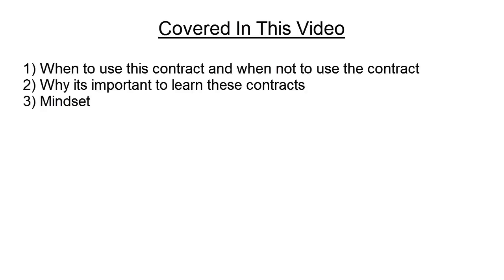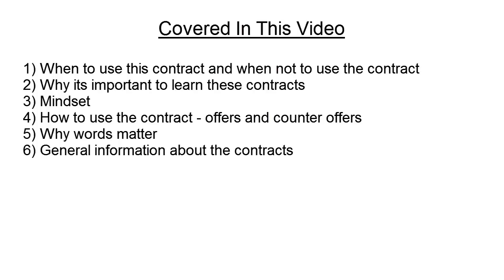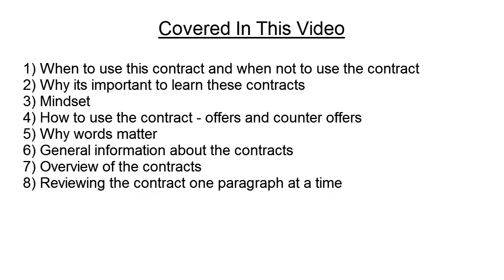Then we'll go over the mindset that you and I must have when we're going through these, and the mindset that people have as they're interacting in a transaction. Next, we'll go into how to actually use the contract, how to make offers and counteroffers. We'll discuss why words matter, and we'll talk about some general information about the contracts. We'll go over an overview of the contracts themselves. Then we'll drill down and go through the entire 9-page contract, one paragraph at a time.